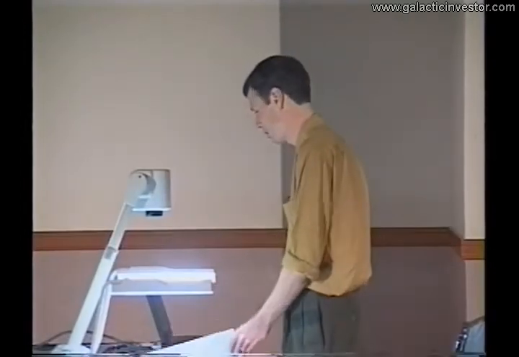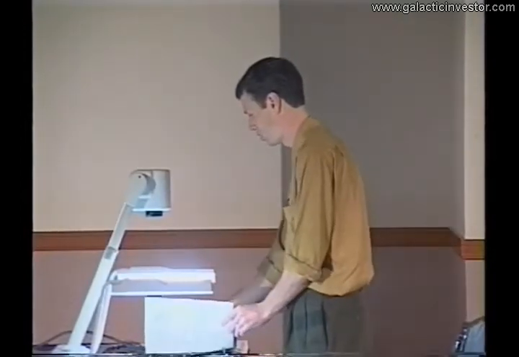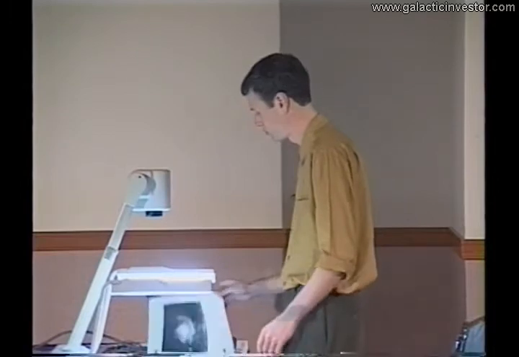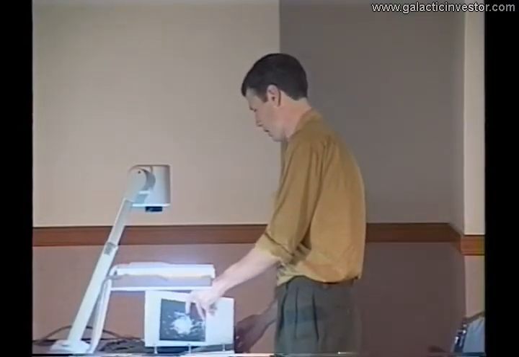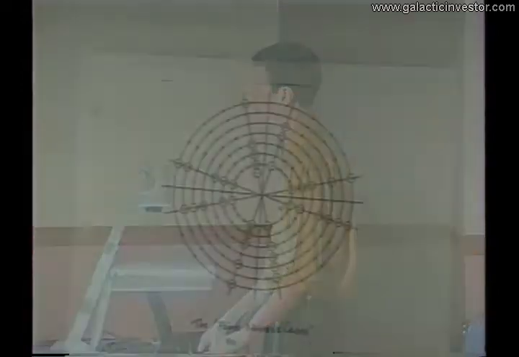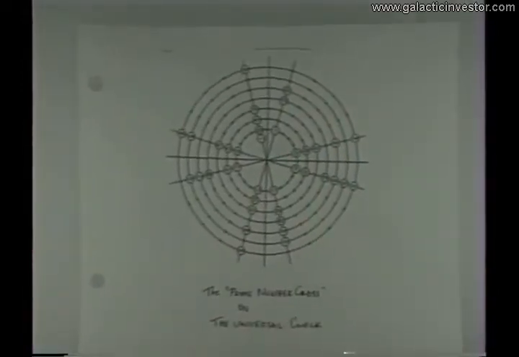And then you see the exact same spiral out in the universe. That's the spiral galaxy. Page 15 is that same diagram that I showed you yesterday. That is the prime number cross.